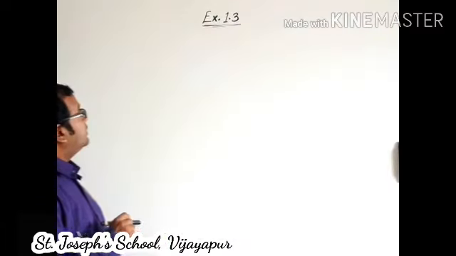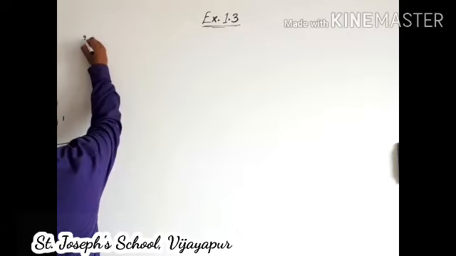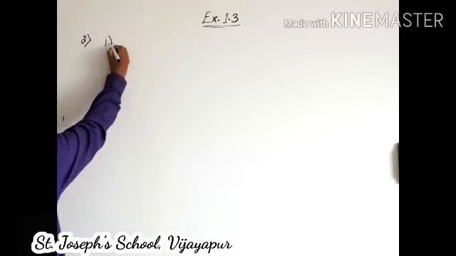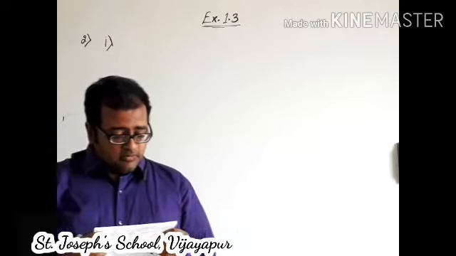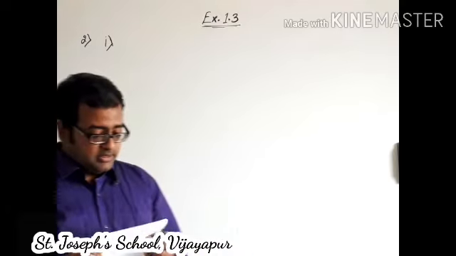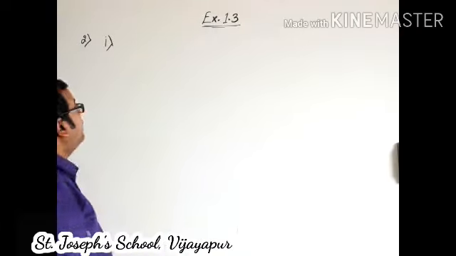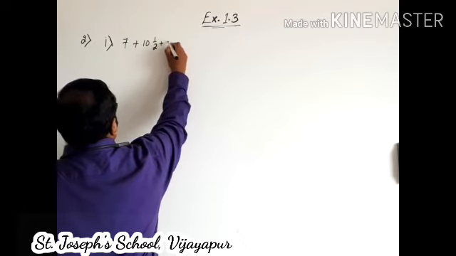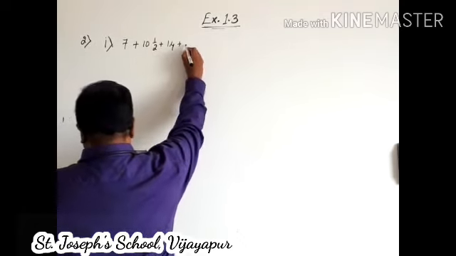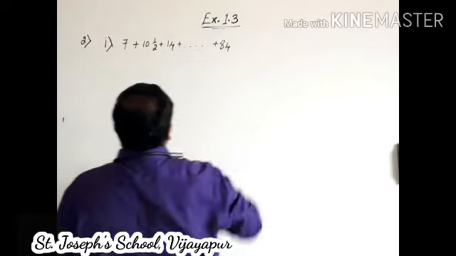Hi everyone, today we will solve question number 2 from exercise 1.3, sub question number 1. The question goes like this: find the sums given below. First one, 7 plus 10 and a half plus 14, and so on till 84. So it is 7 plus 10 and a half plus 14 plus so on till plus 84.